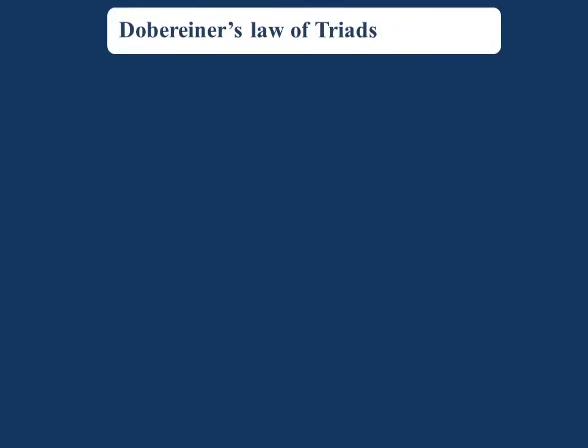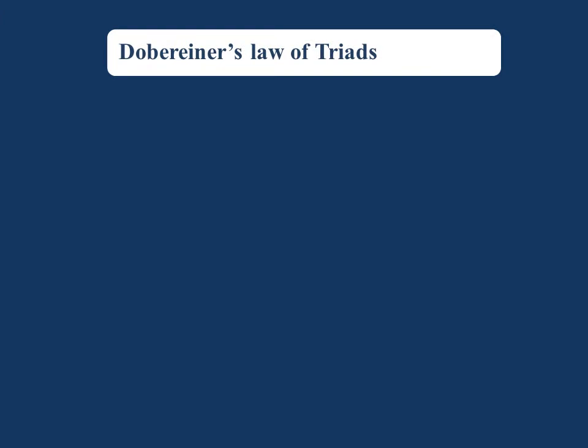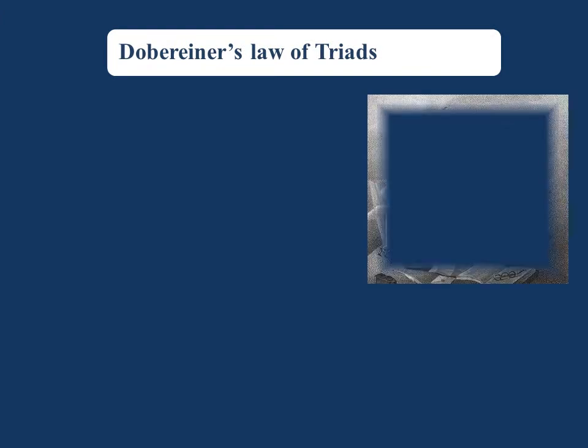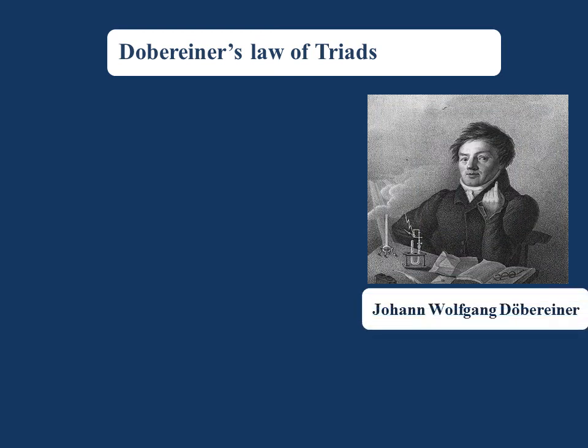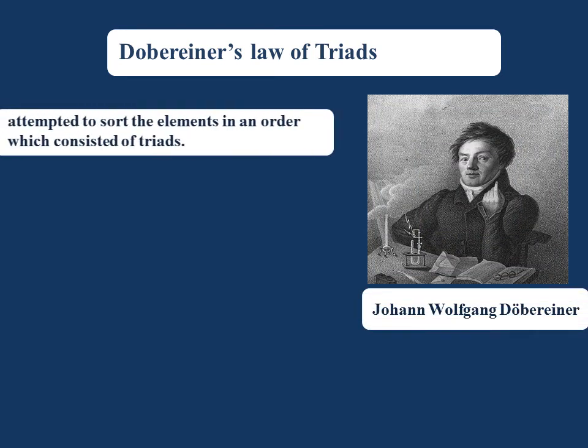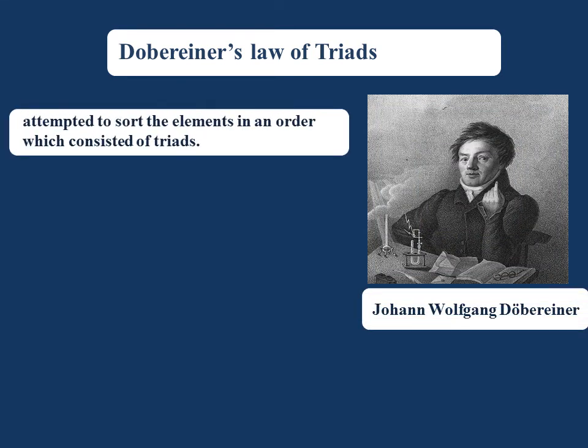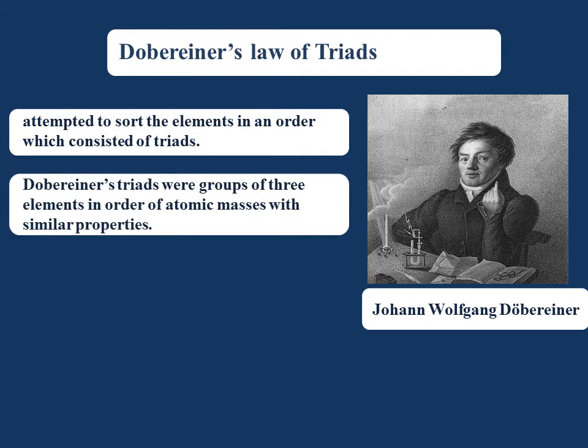Next, we are going to look at the work of Dobereiner. Johann Wolfgang Dobereiner attempted to sort the elements in an order which consisted of triads. Dobereiner's triads were groups of three elements in order of increasing atomic masses with similar properties.